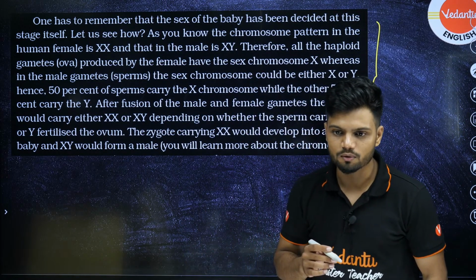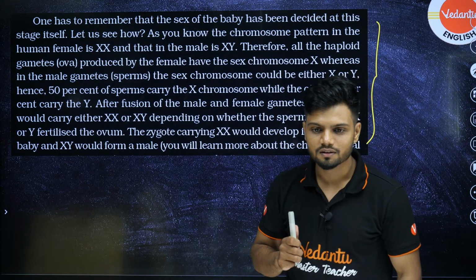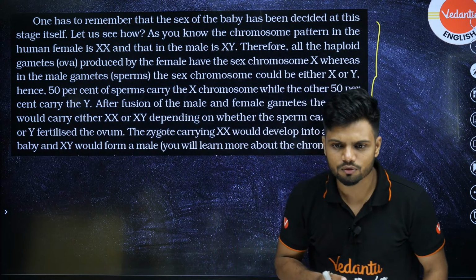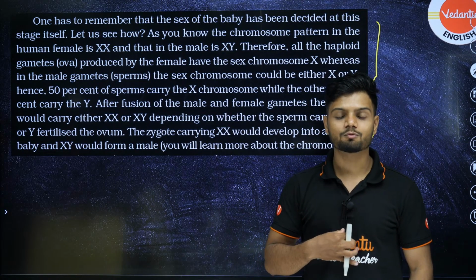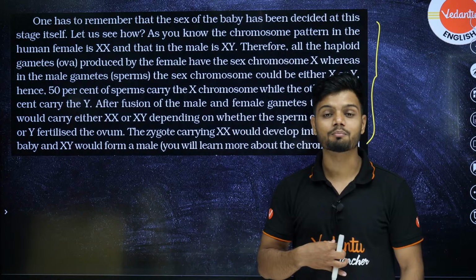Sir, what is haploid and what is diploid? Can someone tell, Muralidharan, what is haploid and diploid quickly? That is the number of chromosomes.